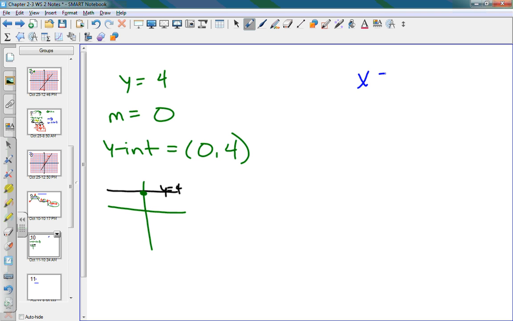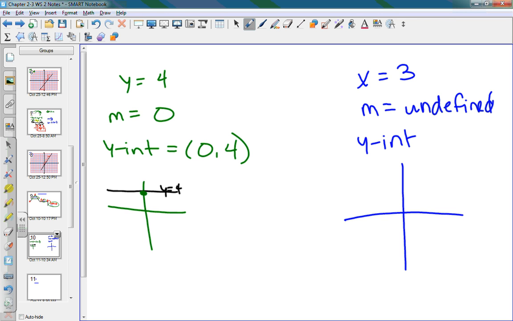Let's do one like this, and then I'll come back to it. x equals 3. What's my slope? Why is it undefined? Yeah, good job. It's a vertical line, so therefore it's an undefined slope, because x marks the spot. Remember? Undetermined what's in there. What's my y-intercept? What does the graph x equals 3 look like? It's a vertical line at the value 3.